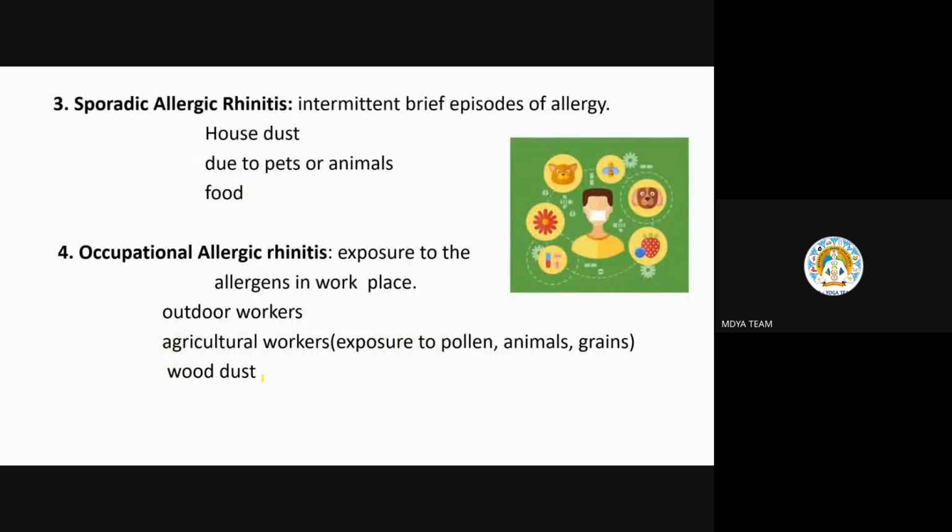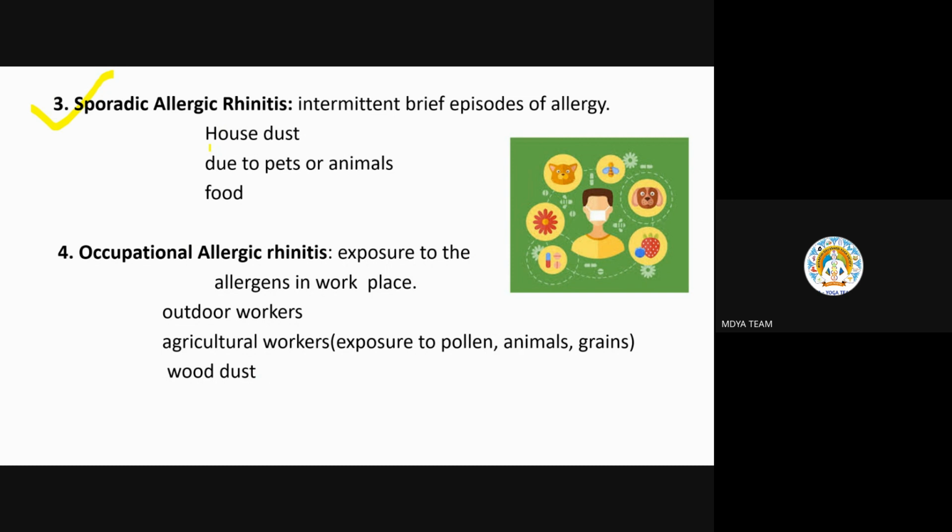So next, sporadic allergic rhinitis. What is sporadic allergic rhinitis? It is intermittent, brief episodes of the allergies. So this is not exactly the daily or seasonal kind. Intermittent means in between; episodes could happen anytime for the allergies. This is sporadic allergic rhinitis.